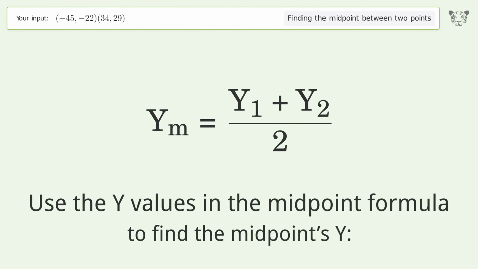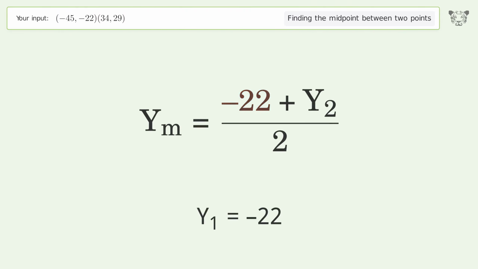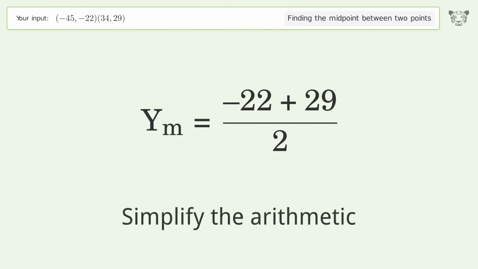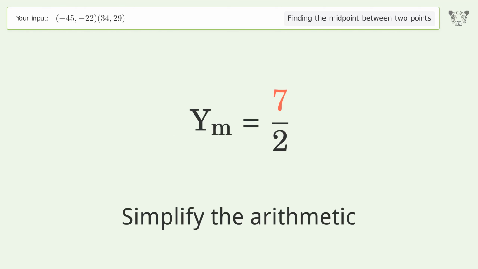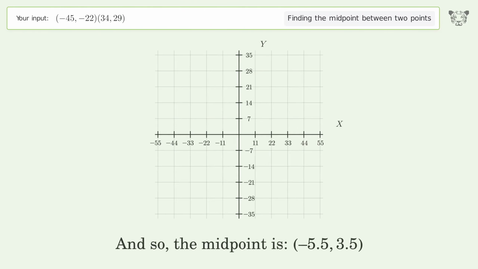Use the y values in the midpoint formula to find the midpoint's y. y1 equals negative 22. y2 equals 29. Simplify the arithmetic. And so, the midpoint is negative 5.5, 3.5.